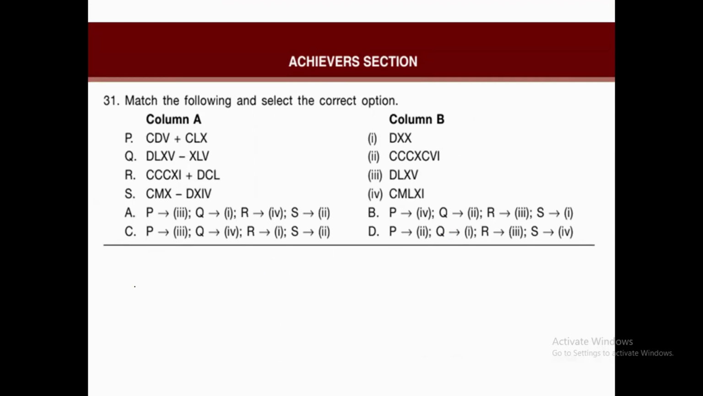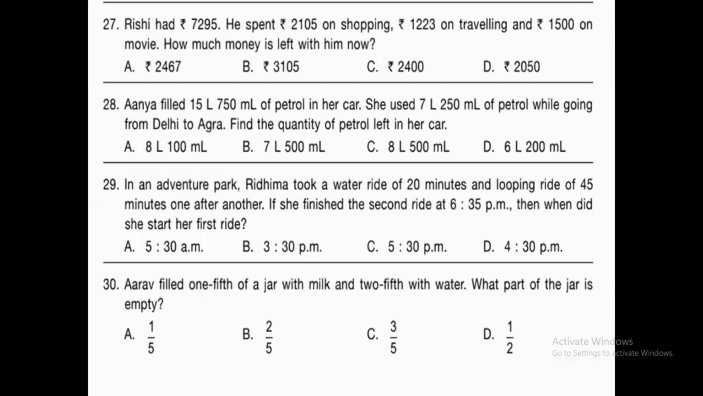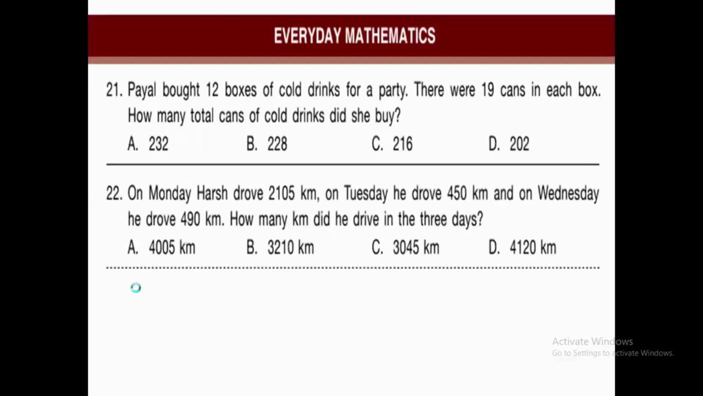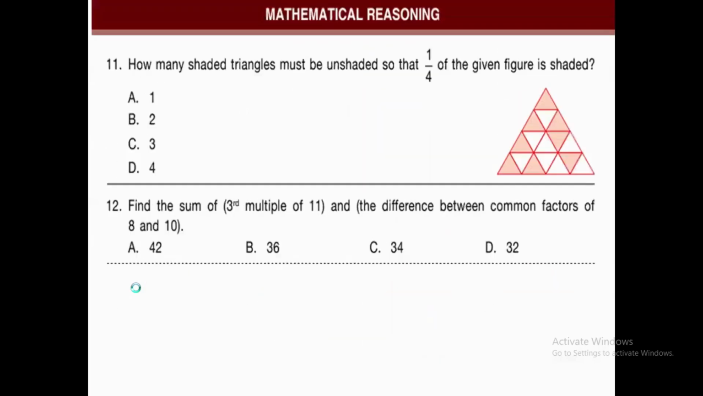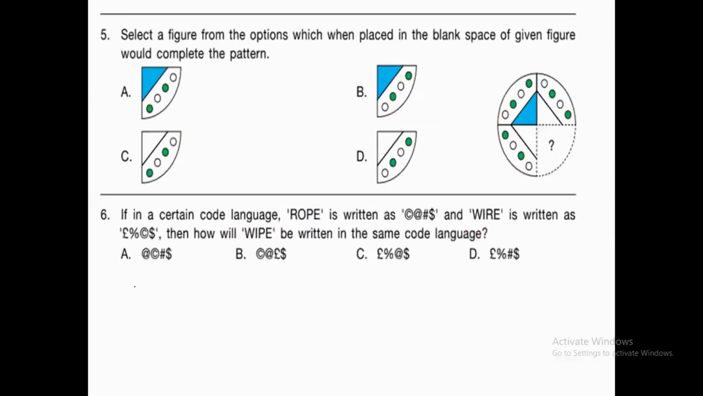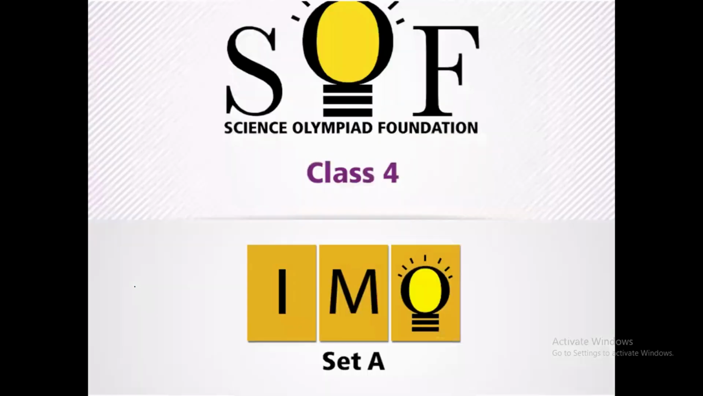The achiever section is a little bit more difficult than the rest of the sections. The rest of the sections contain 10 questions each, and every question carries 1 mark. So if we make the total, this paper is of 40 marks: 10 marks for logical reasoning, 10 marks for mathematical reasoning, 10 marks for everyday mathematics, and 10 marks are there for the achiever section as well.